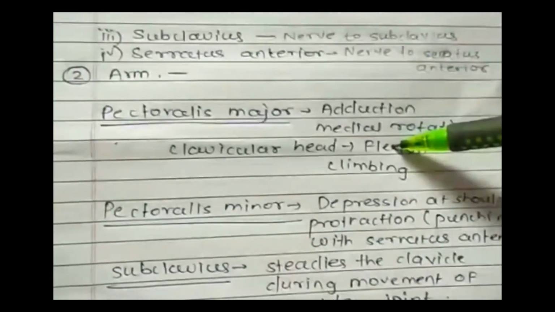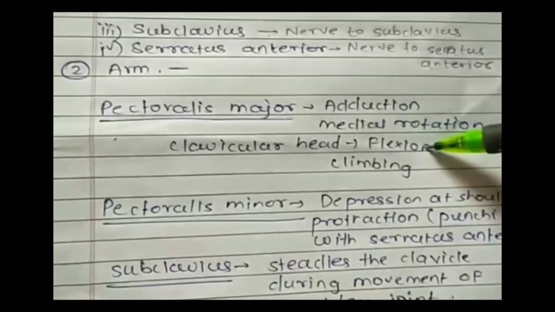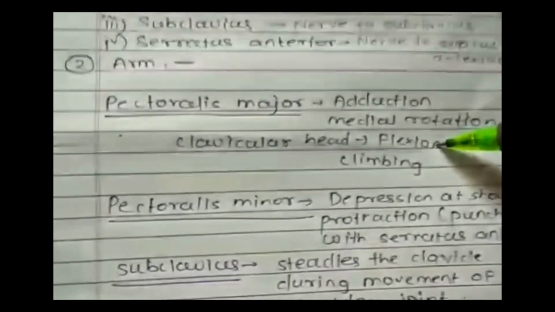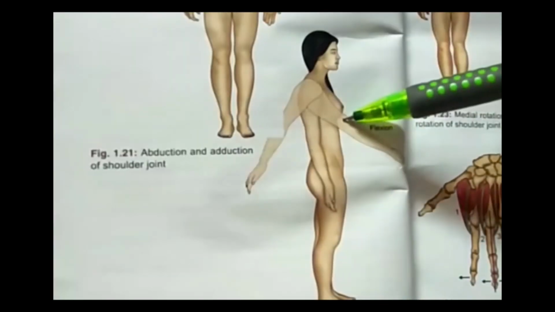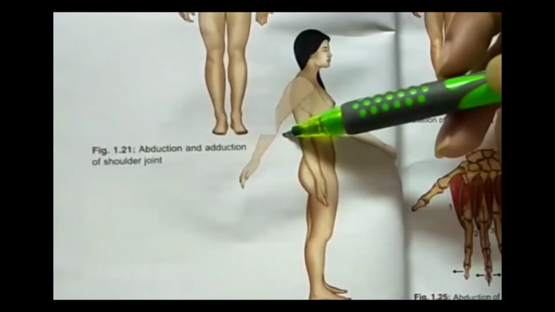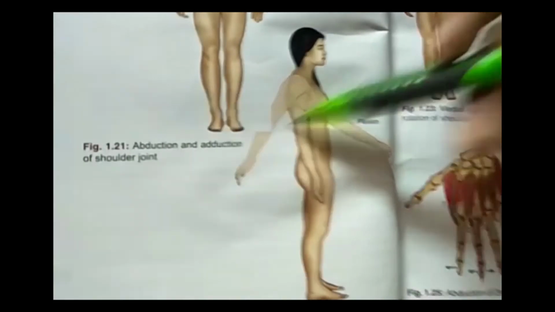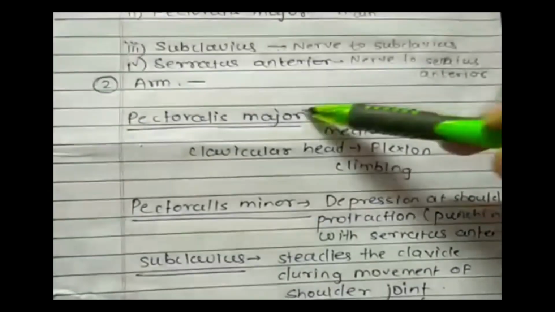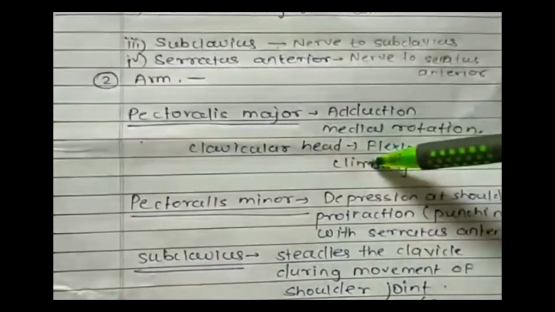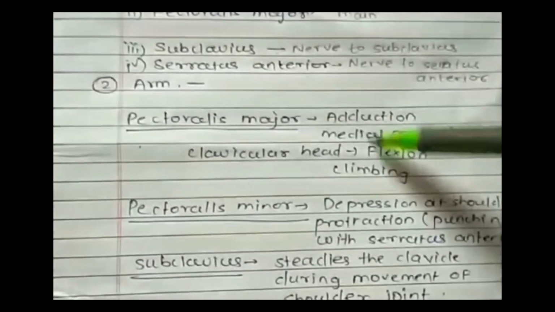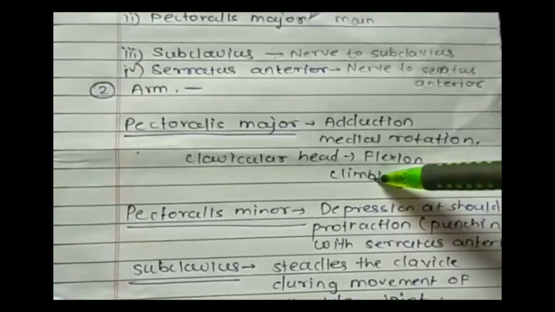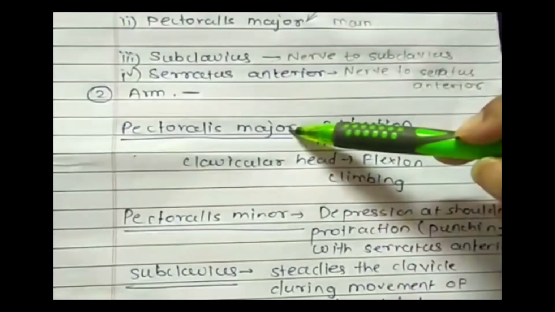Then the clavicular head of the pectoralis major helps in flexion at the shoulder joint. This is the flexion movement at the shoulder joint and this is the extension movement at the shoulder joint. So pectoralis major is also known as a climbing muscle as its actions are adduction, medial rotation and flexion, which are used in climbing, so it is known as a climbing muscle.